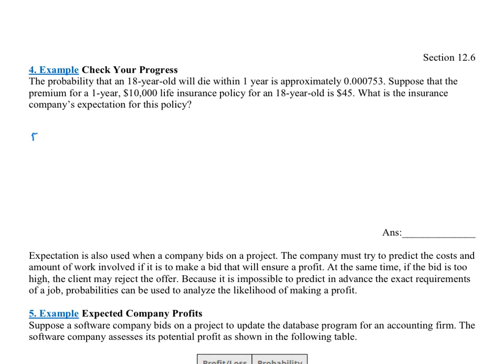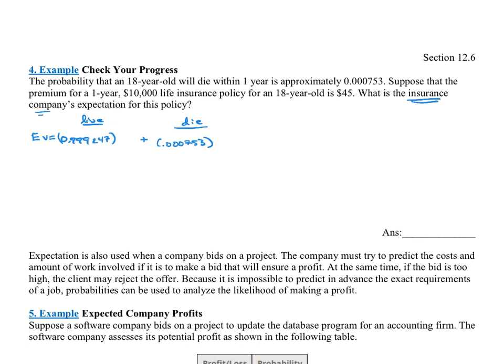So I'm going to do it the book way first. I'm looking at the expected value. To find the expected value, I need to consider, do they live or do they die? I need to consider the probabilities of those two. Well, the probability that they die is given to you. It's 0.000753. So that means the probability that they live is 1 minus that number. So 1 minus 0.000753 is the probability they live. And I'm getting a probability of 0.999247.